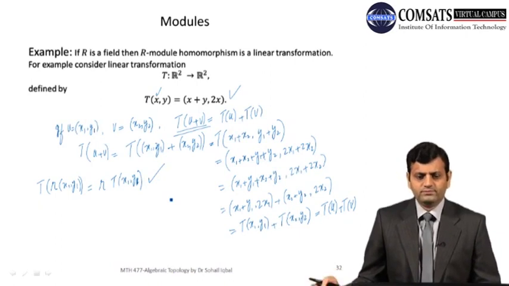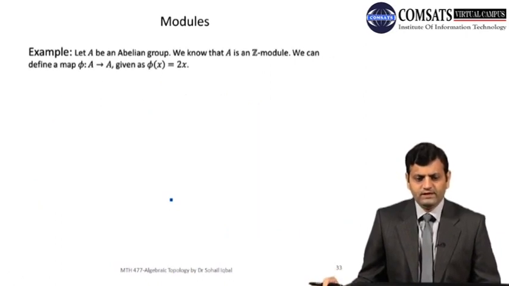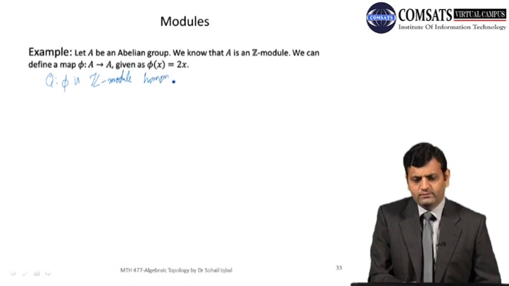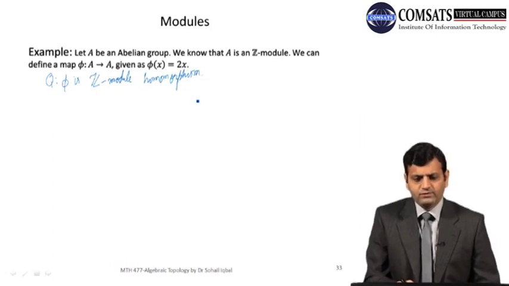an R module homomorphism. If we have an abelian group A, and we know that abelian group A is a Z module, and we define a map phi from A to A given as phi of x is equal to 2x, then we need to check whether this map is an R module homomorphism or not. So the question is, is phi a Z module homomorphism, because over here our ring is Z. So once again we need to check that it satisfies all the conditions of an R module homomorphism.